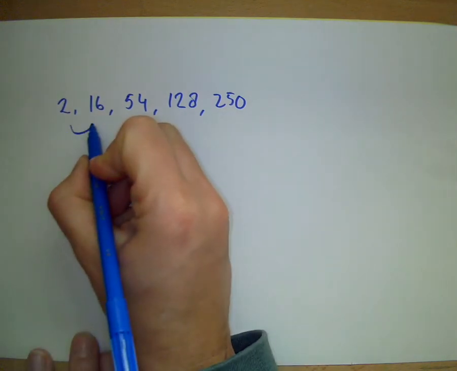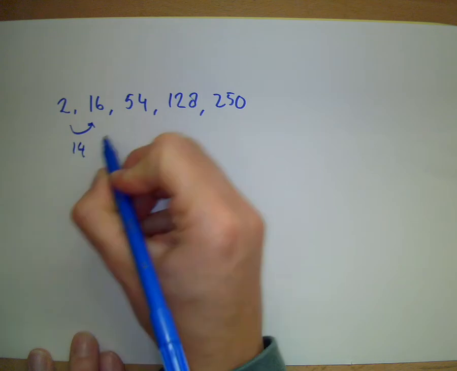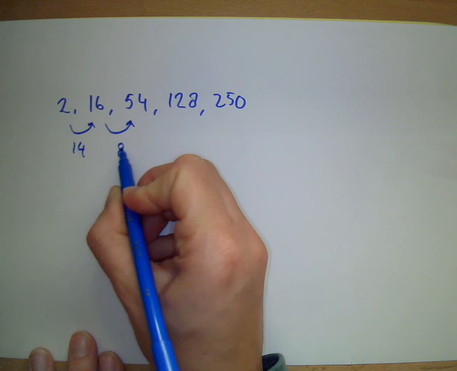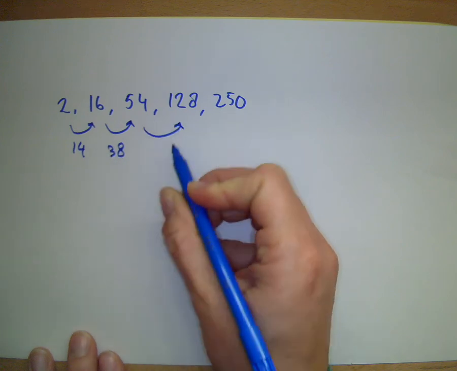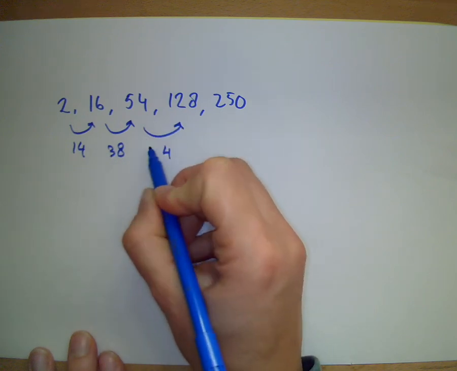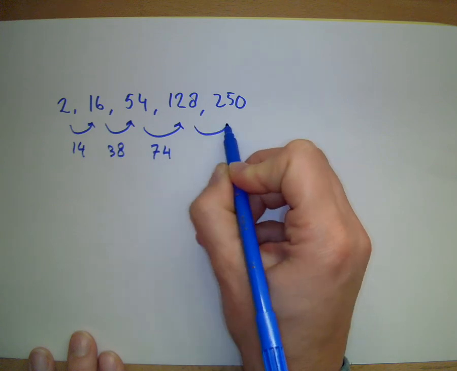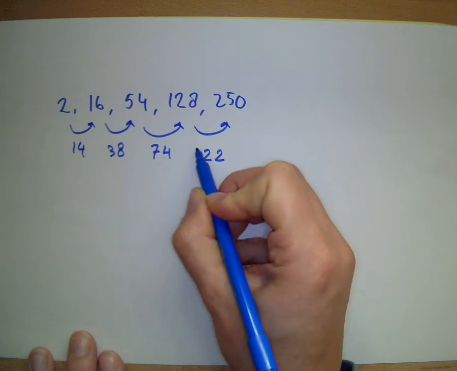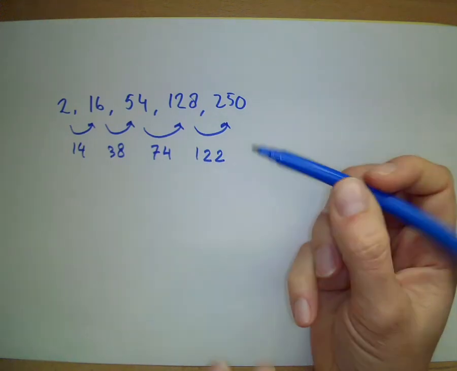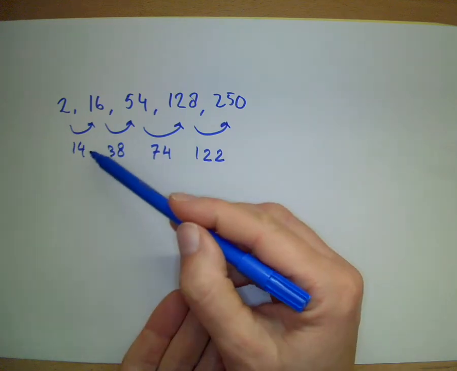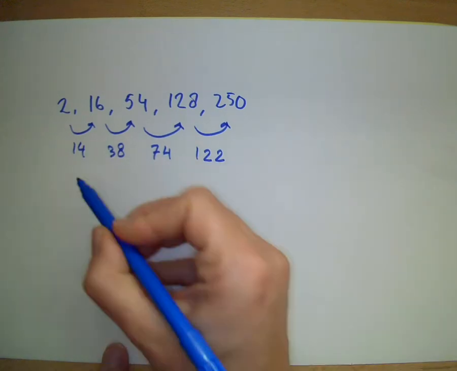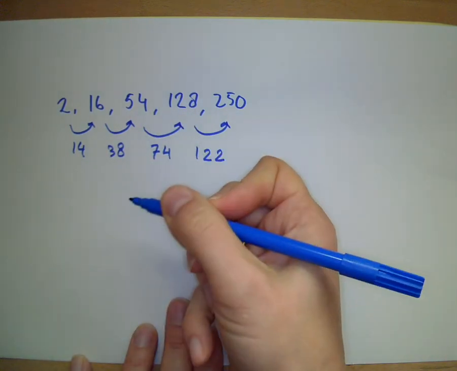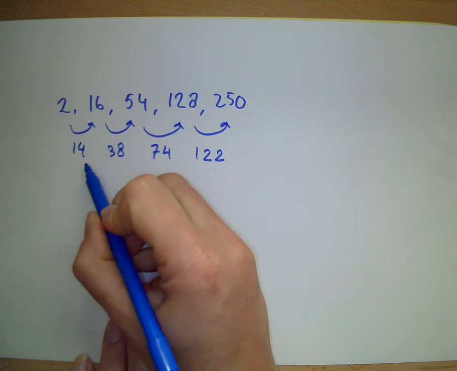All right. It's not linear, is it? The difference here is 14. The difference here is 38. The difference here is 74. The difference here is 122. Okay, so it's not linear because these differences aren't the same. Let's see if on this second layer, the difference between the differences, those are the same.